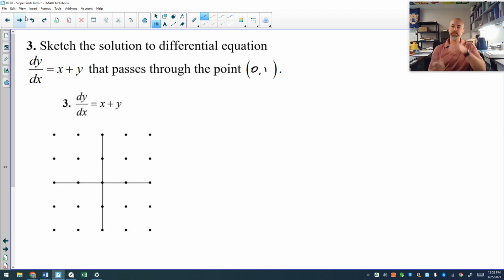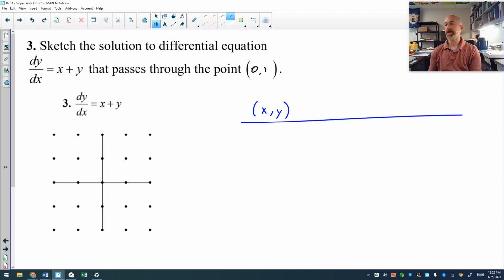So what that means, and we're looking at number 3 on that sheet I referenced a minute ago, is we will use our knowledge of the function based on the differential equation to sketch the solution. And for this one, we're going to sketch a solution that passes through the point 0, 1. So I have x, y coordinates, and I'm looking at the coordinate 0, 1. So I know my function is passing through this point, and for a minute, just watch. Please don't write this down.